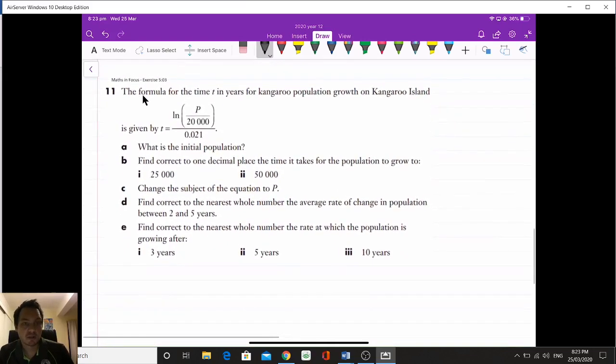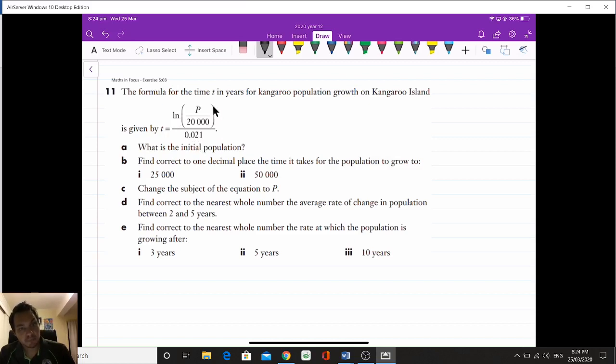The final question I just stole from the Maths in Focus exercise 503. It doesn't really use differentiation of our logs, but we really need to understand these application questions and see what's going on. So we've been given this one in a different format. It says the formula for the time taken in years for kangaroo population growth on Kangaroo Island is given by t is equal to this log function over 0.021.